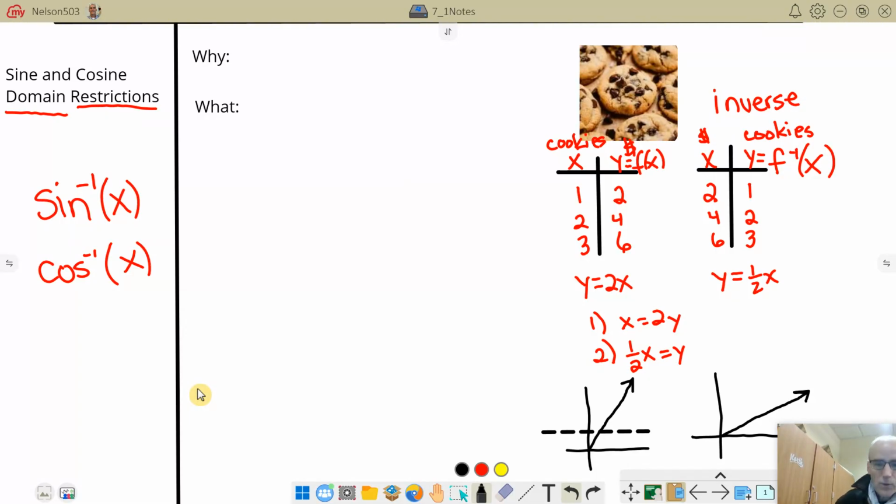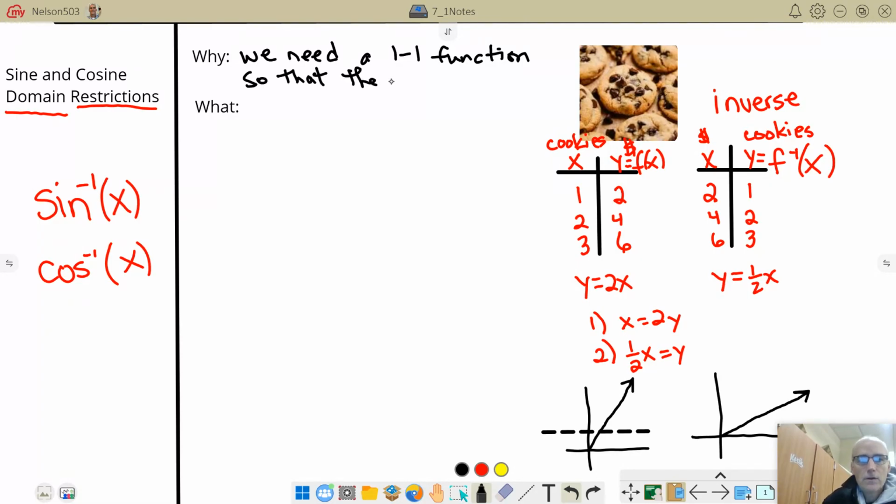So let's summarize what we're talking about here. Why do we need a domain restriction? Because we want our function to be 1-to-1. We need a 1-to-1 function so that our inverse is a function. Put that down, please.